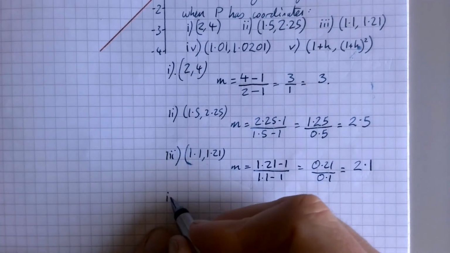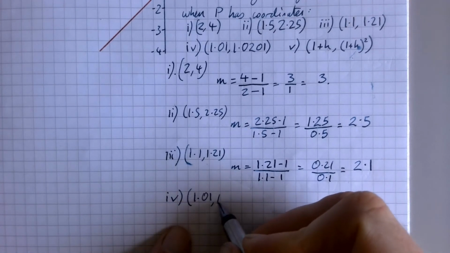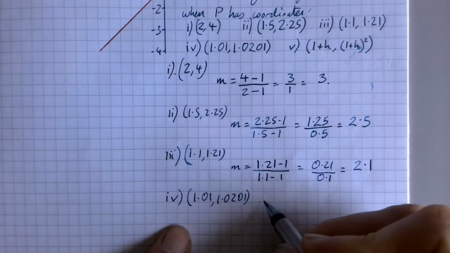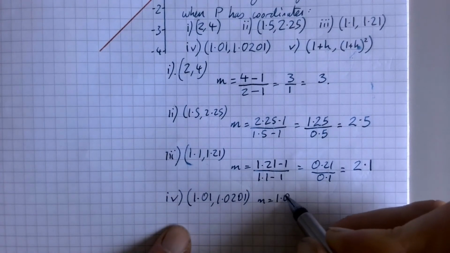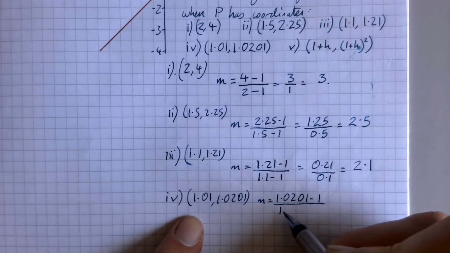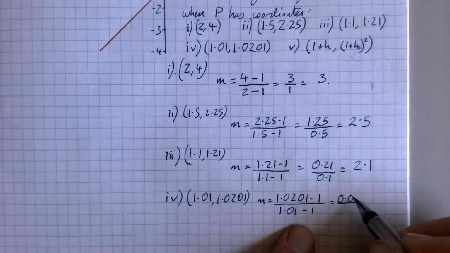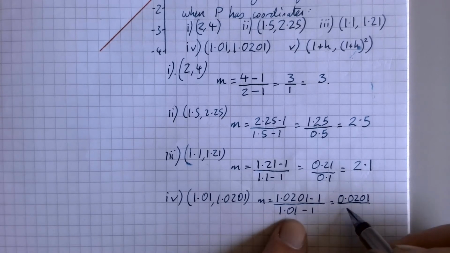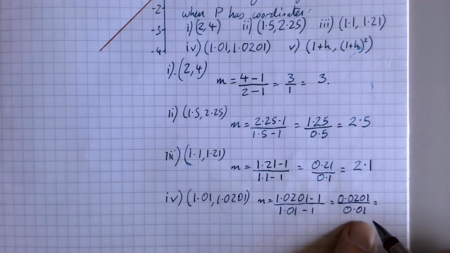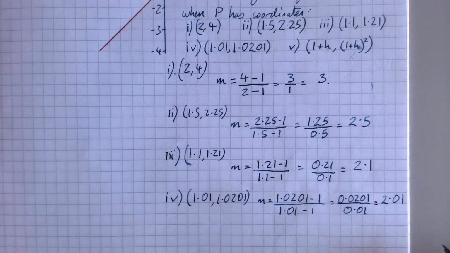And the fourth one is giving us 1.01, 1.0201. So the gradient is going to be the 1.0201 take 1 over 1.01 take 1, giving us 0.0201 over 0.01. That being 100th, dividing by 100th times by 100, that's going to give me 2.01. So it does look like we're getting closer to 2.